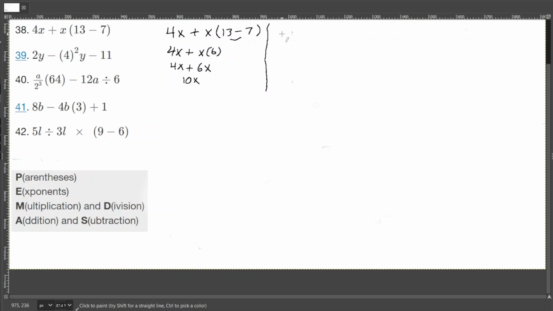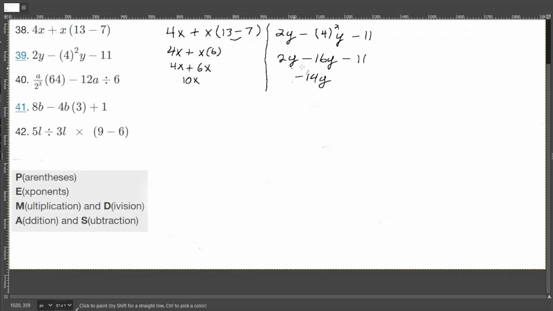All right, on the next one, let's see what we have. So we have 2y minus 4 squared times y minus 11. So the only thing that's getting squared is the 4, right? It's 4 squared times y, so it's not 4y squared. So what we have here for this one is 2y minus 16, because 4 times 4, 16y in this case, minus 11. So now we have 2y minus 16y, so that's going to be negative 14y.